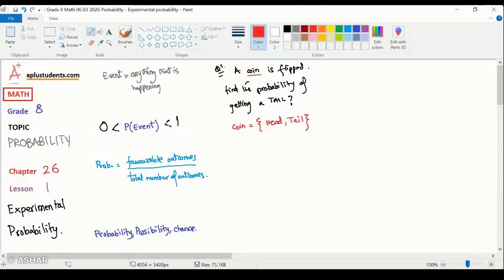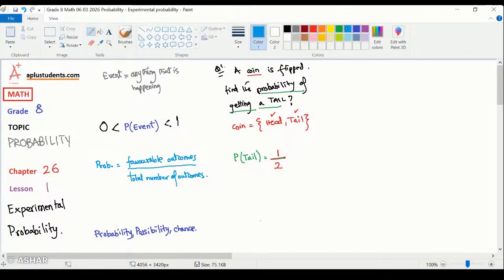So if we need to find the probability of tail, how many tails are there on a coin? There is a single tail, right? That means we are looking at the favorable outcomes. We need to find the probability of a tail. There was one tail, and how many total outcomes were there? There were 2 total outcomes. That means the probability of tail is 1 upon 2.